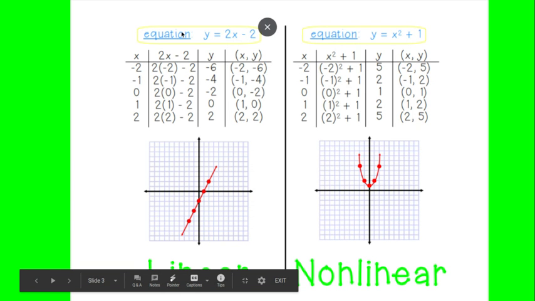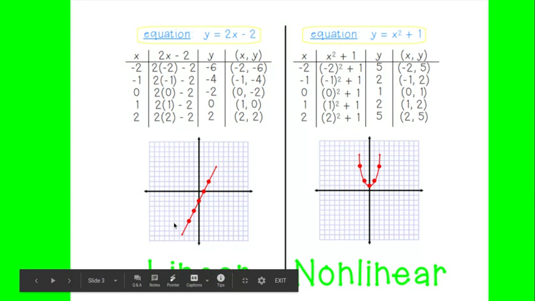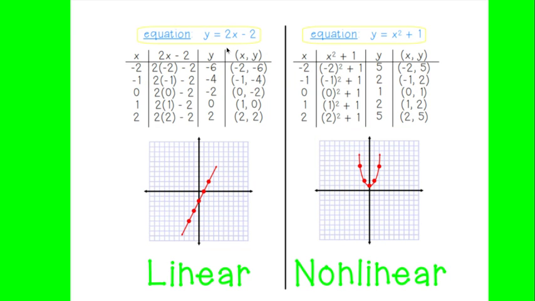As you can see here, here's our equation, y equals 2x minus 2. If I take some x values, -2, -1, 0, 1, and 2, and I sub them into that function rule, 2 times -2 is -4, minus 2 is -6, 2 times -1 is -2, minus 2 is -4, and so on. So we take our x and our y values and we create ordered pairs. When I graph them, we can see that it created a straight line. So the function rule y equals 2x minus 2 graphs linear.